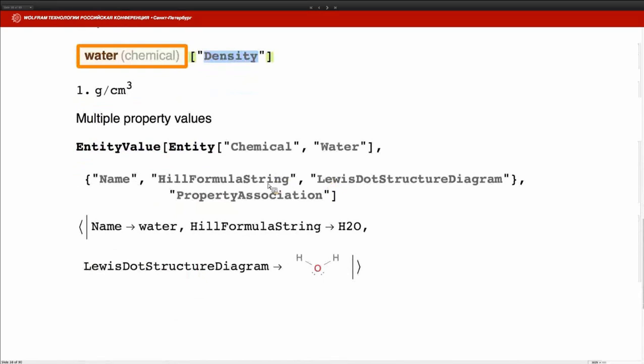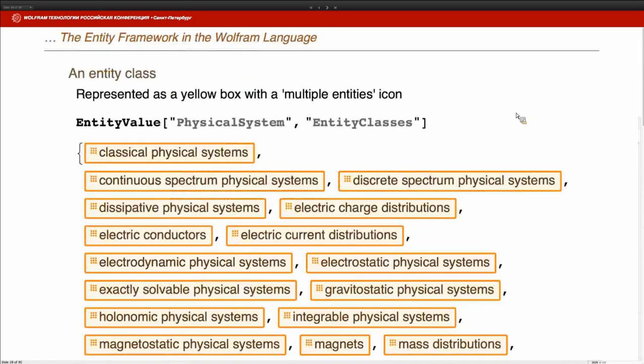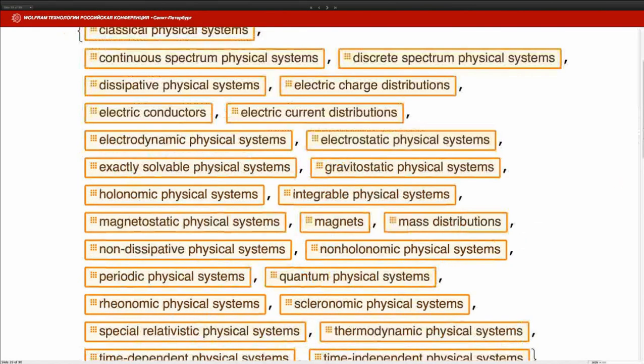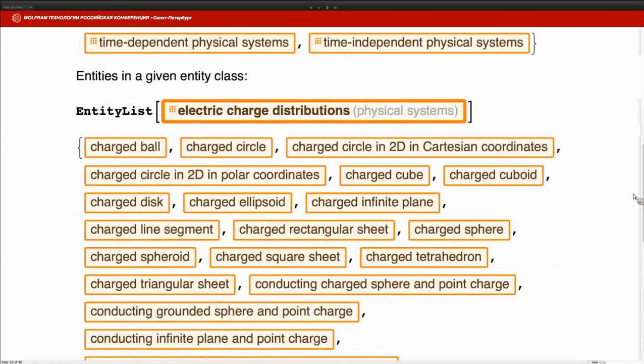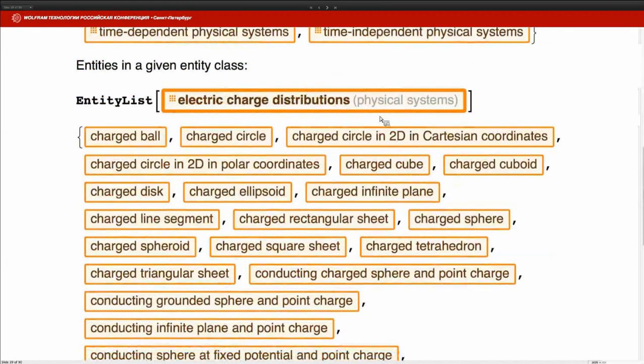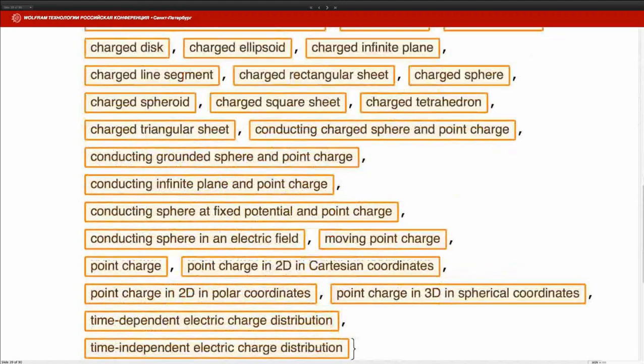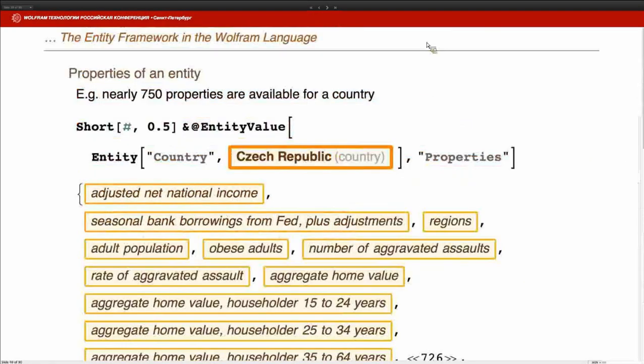And there are many other things that you can ask for, like what is the Hill formula string of water, and you can get it in a wide variety of formats. Then, in addition to entities, many entities are naturally grouped. Take physical systems. There are quantum physical systems, classical physics. There are electrodynamic ones, electrostatic ones. There are some that have to do with holonomic systems or with nonholonomic systems. So we can nicely group them. Like, give me all electric charge distributions that we currently know, and we get a list of them.